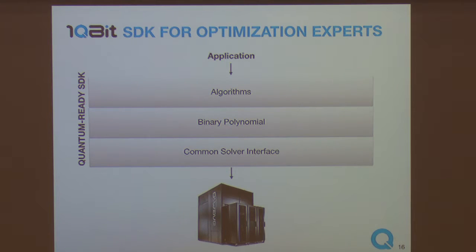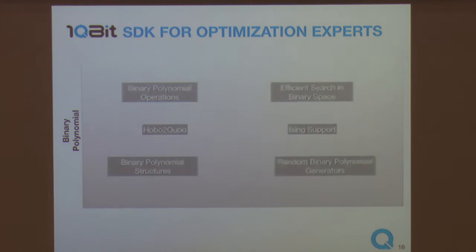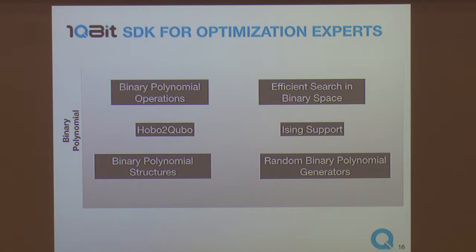The second layer, binary polynomial, this is aimed towards the optimization experts. These are people that know how to distill an optimization problem into a QUBO format or an Ising model format. So this layer provides operations and data structures that allow them to construct QUBOs from scratch. So they can actually manipulate this layer in a way to create the algorithms that are on the algorithms layer themselves. So it provides the next level of abstraction away from algorithms.